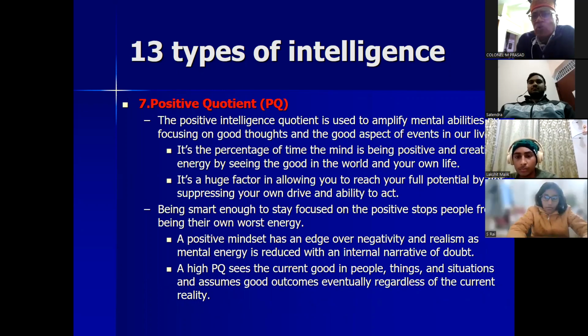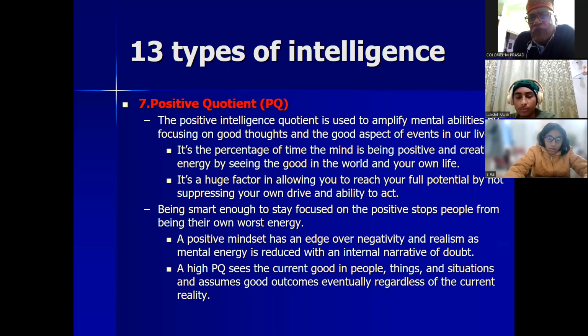Next, called positive quotient. Positive intelligence quotient is used to amplify mental ability by focusing on good thoughts and good aspects of events in our life. We get about 20,000 inputs per day. 20 to 24,000 thoughts keep coming to our mind.